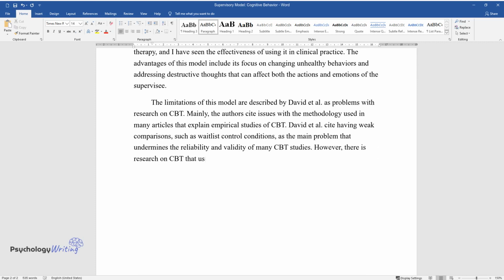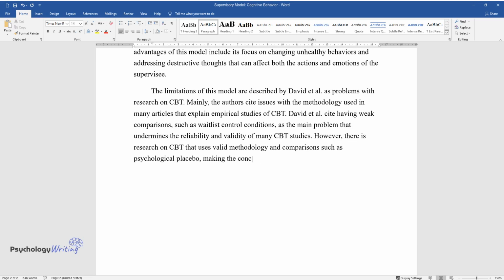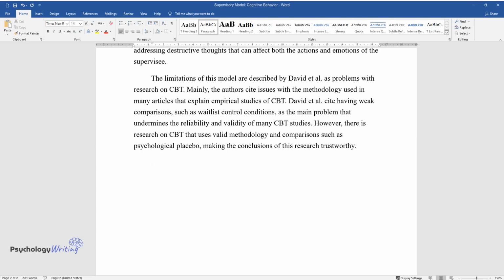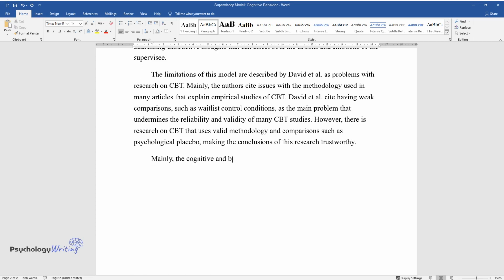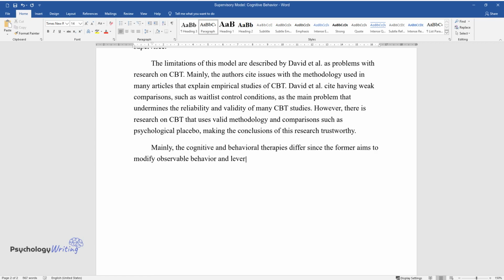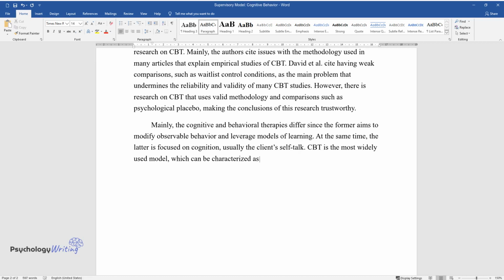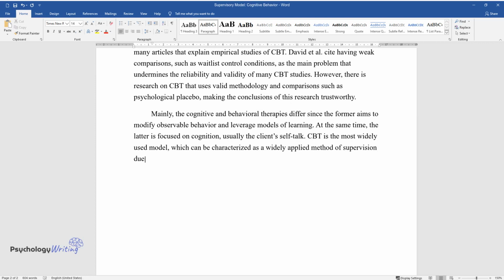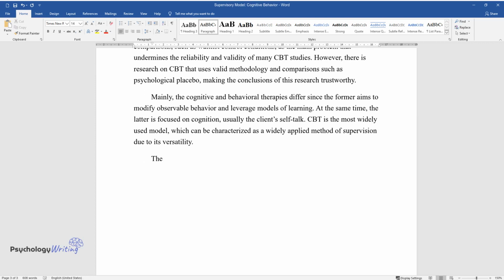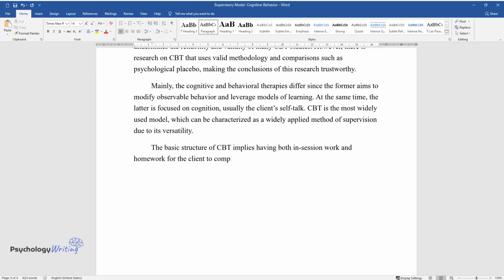However, there is research on CBT that uses valid methodology and comparisons such as psychological placebo, making the conclusions of this research trustworthy. Mainly, the cognitive and behavioral therapies differ since the former aims to modify observable behavior and leverage models of learning. At the same time, the latter is focused on cognition, usually the client's self-talk. CBT is the most widely used model, which can be characterized as a widely applied method of supervision due to its versatility. The basic structure of CBT implies having both in-session work and homework for the client to complete.